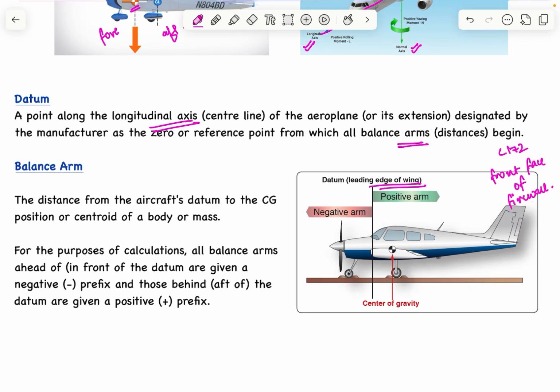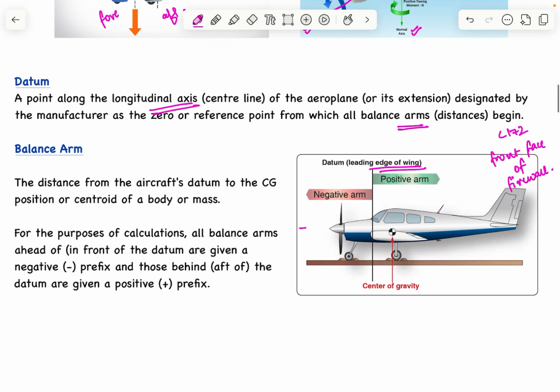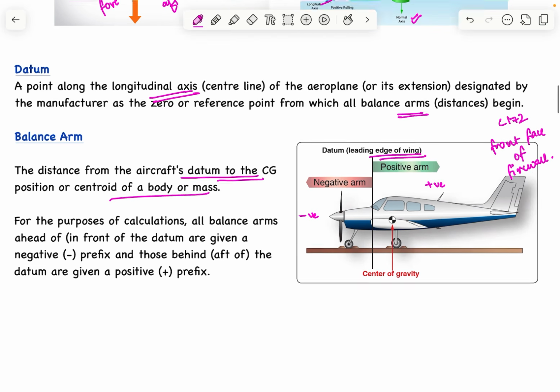Now, all the arms which are ahead of the datum are referred to as the negative arm. And all those arms behind the datum are referred to as the positive arm. Now the balance arm is the distance from the aircraft datum to the CG or centroid of a body.